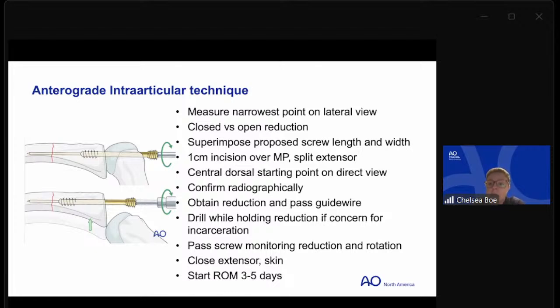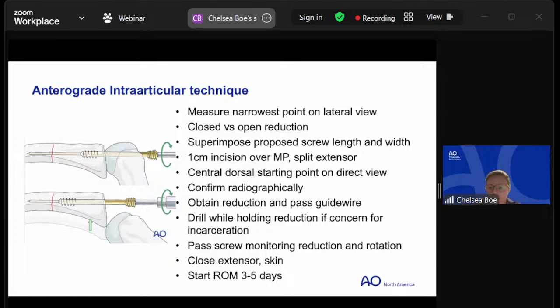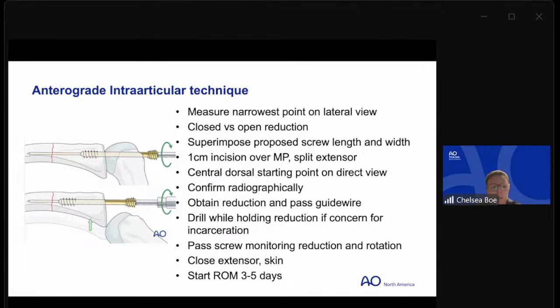So drilling through the isthmus is indicated if the path is anticipated to be tight, and it's really especially important in young bone. The digits are then typically held flexed in a fist as the screw is passed to control rotation. The incision is closed and motion is started at the surgeon discretion, but generally within 3 to 5 days. The transarticular technique is also diagrammed here. Similar steps, obviously not opening the MP joint, opening proximal.